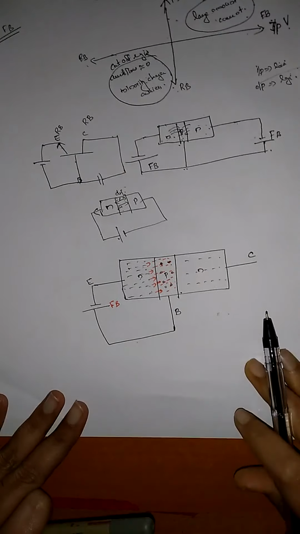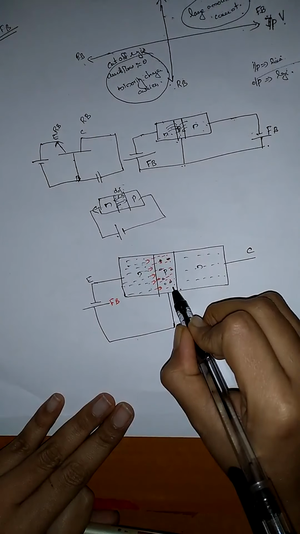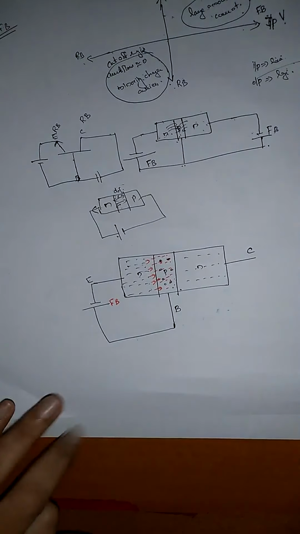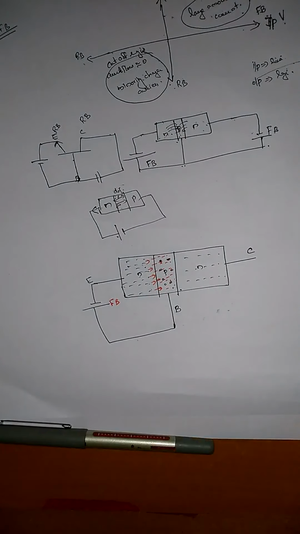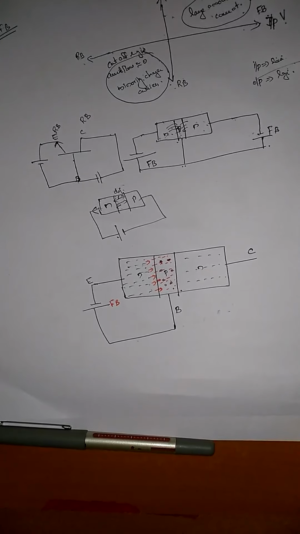At the same time, what happens is we are giving a reverse biasing to the output junction. I hope you understood what I am saying.